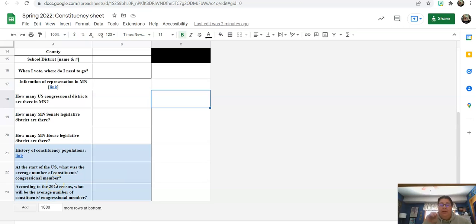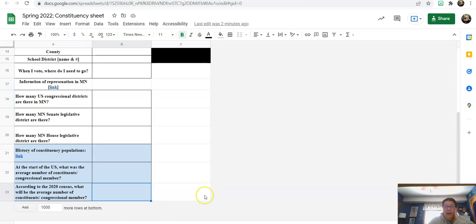Keep in mind, we have 435 House members. Each of them has a district. As our population grows, we don't increase the number of districts we have in Congress. We increase the population of how many people are in each district. So what you're looking at is how many people were each representative responsible to represent when we started as a nation, and how big has that number gotten now.